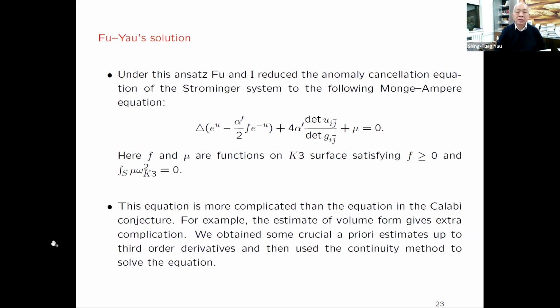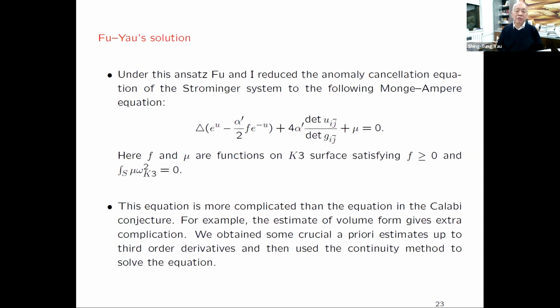So let's look at the argument that Fu and I used. We reduce the difficult anomaly cancellation equation, which says d(t bar omega) equals the second Chern form of the manifold minus the second Chern form of the bundle, to the following Monge-Ampère type equation. Here e to the u is the same u that we had up here. F is going to be some function obtained by looking at the geometry, a given function of u. Mu is going to be another function satisfying the integral of mu omega equals 0.